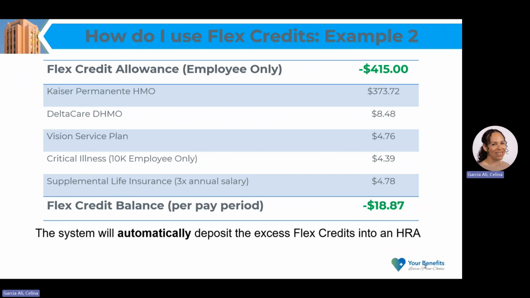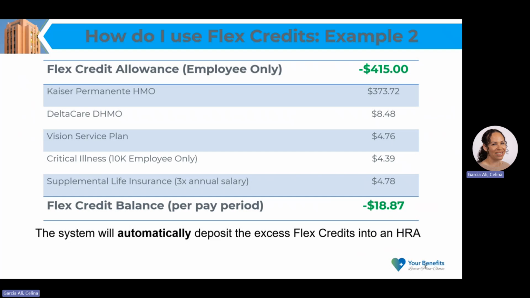In this example, an employee is going to enroll themselves only onto a medical plan. So they receive the employee only amount of flex credits, which is $415. The Kaiser plan that they've chosen costs $373.72. Delta Care HMO costs $8.48. Vision plan, $4.76. Critical illness, $4.39. Supplemental life insurance, $4.78. The flex credits are applied to each one of those plans.